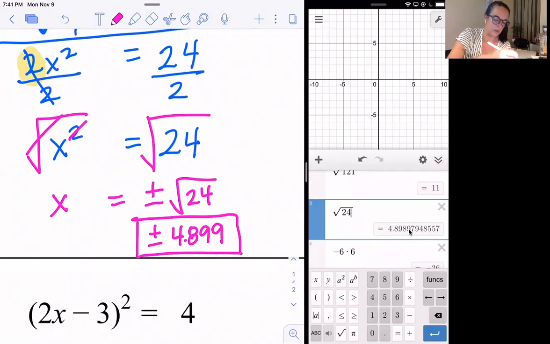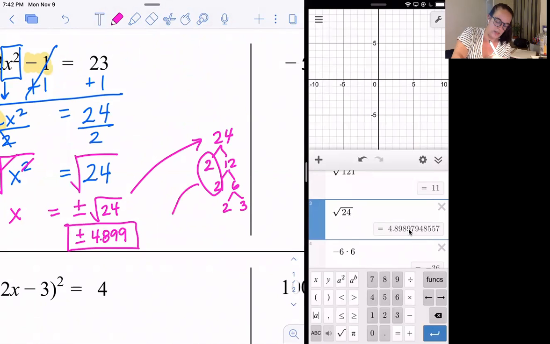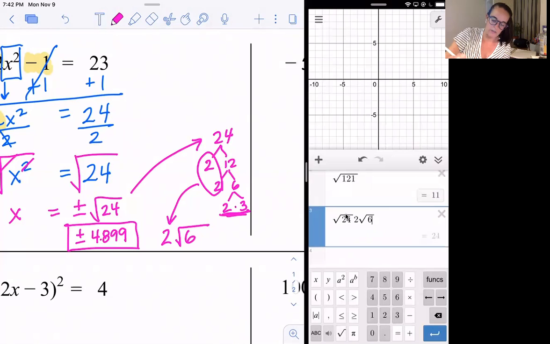In some instances, you might be asked to recognize, I can do 24, break it down into 2 and 12, break that down into 2 and 6, break this down into 2 and 3. I see a group of 2s here. Those are going to go to the outside. And no more pairs are left, so these are left over. 2 times 3 back is 6. All right, so the square root of 24 is the same as 2 times the square root of 6.